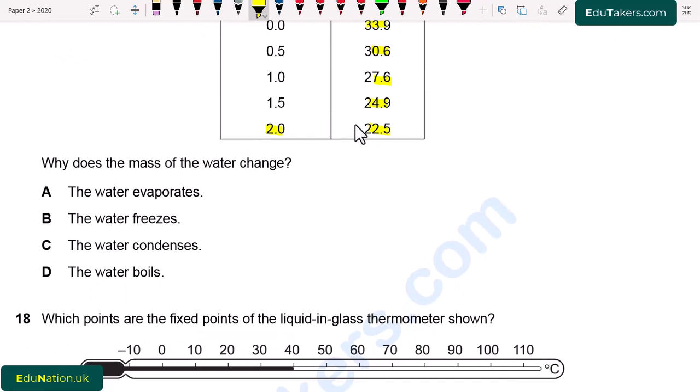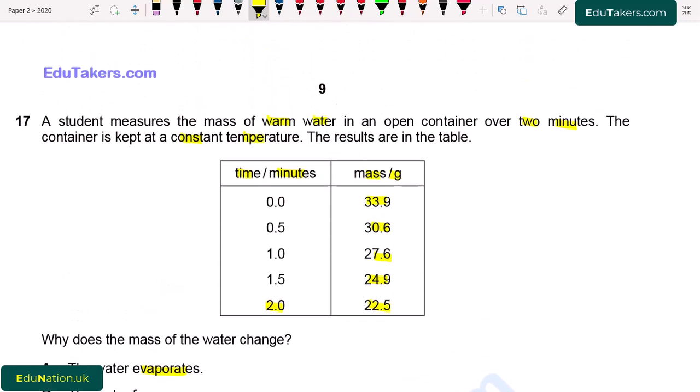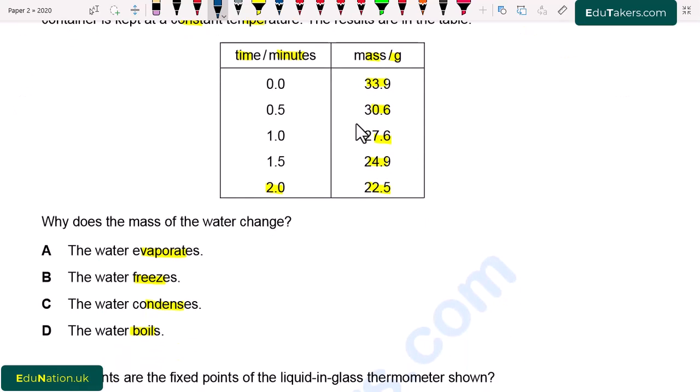Why does the mass of water change? MCQs: A. The water evaporates. B. The water freezes. C. The water condenses. D. The water boils. So first of all, we can see here that this water is warm. It means that the water has high temperature. So when the temperature is high, the water evaporates. So basically there is evaporation. MCQs: A is correct. In evaporation, the fast moving molecules escape from the surface, leaving only the low energy molecules. So the mass decreases.